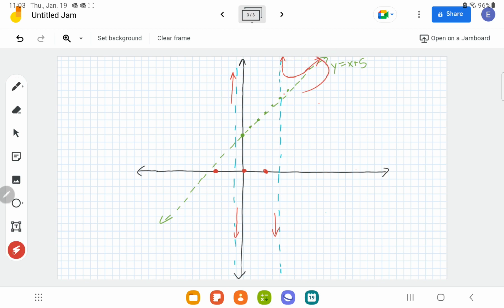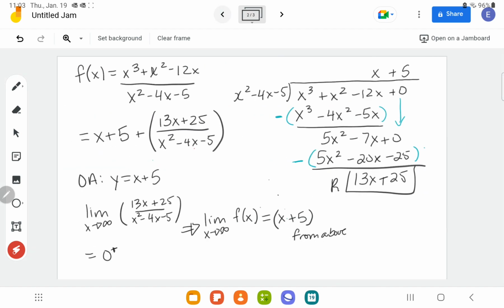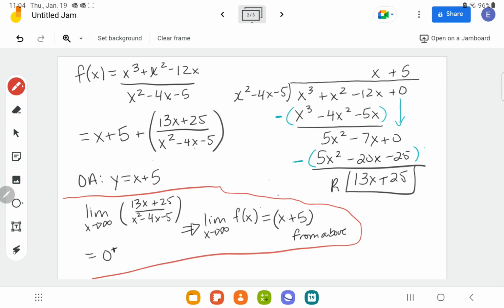So that kind of gives us an idea of what's happening out there. And again, my scale on my graph doesn't allow a lot of detail about what's going on there. We do want to figure out what's going on out here as we go to negative infinity. Just trying to see if I have enough space to really do a good job here. So that is the first one.